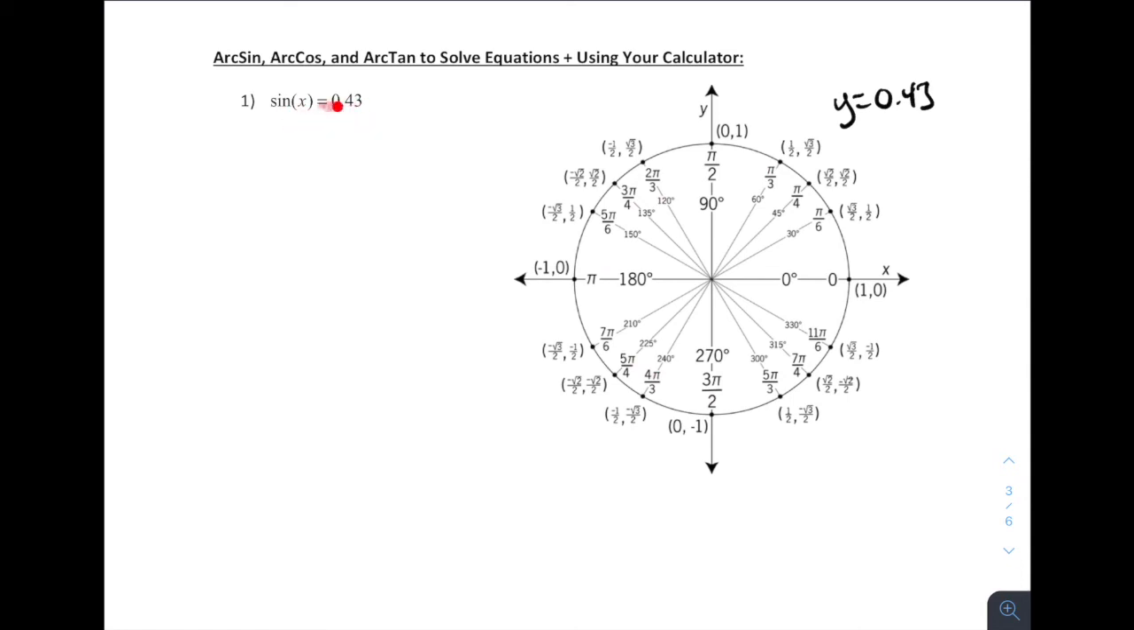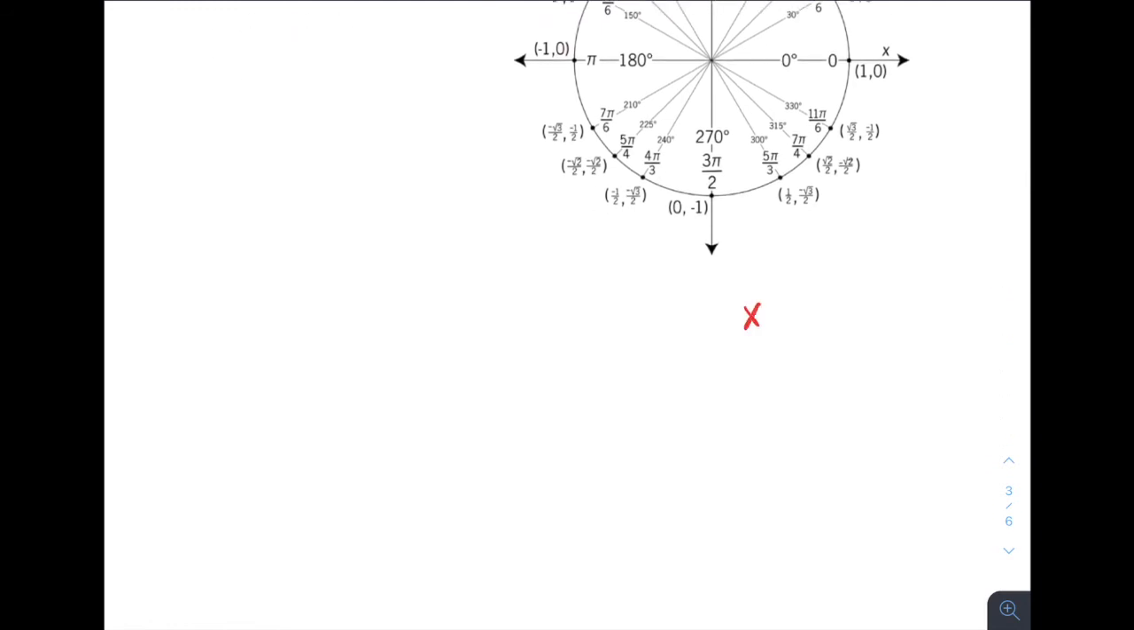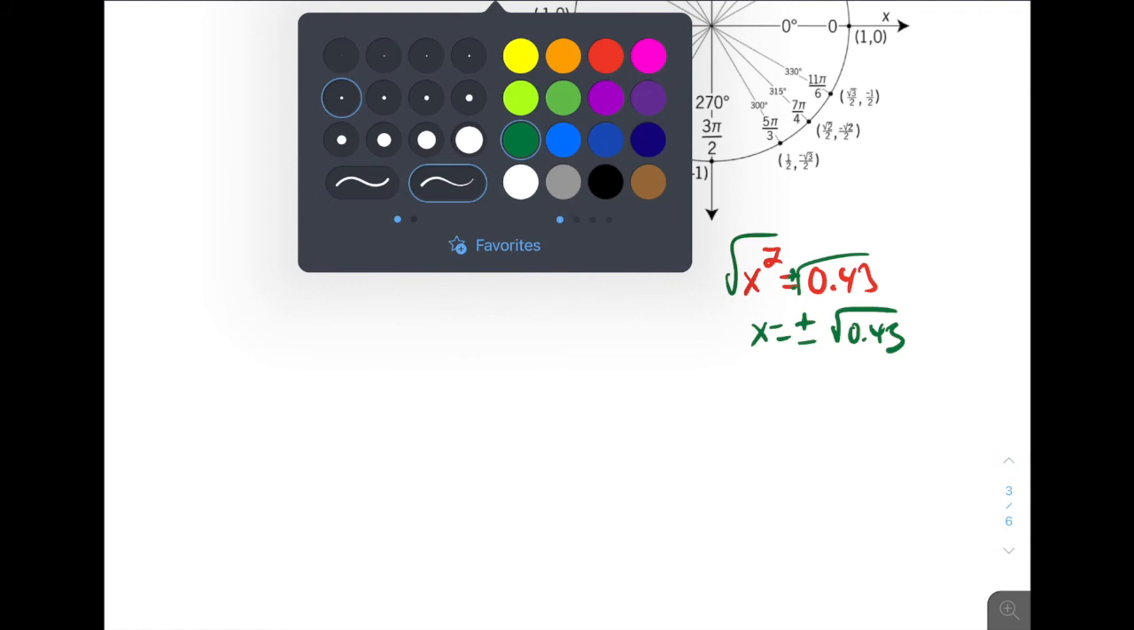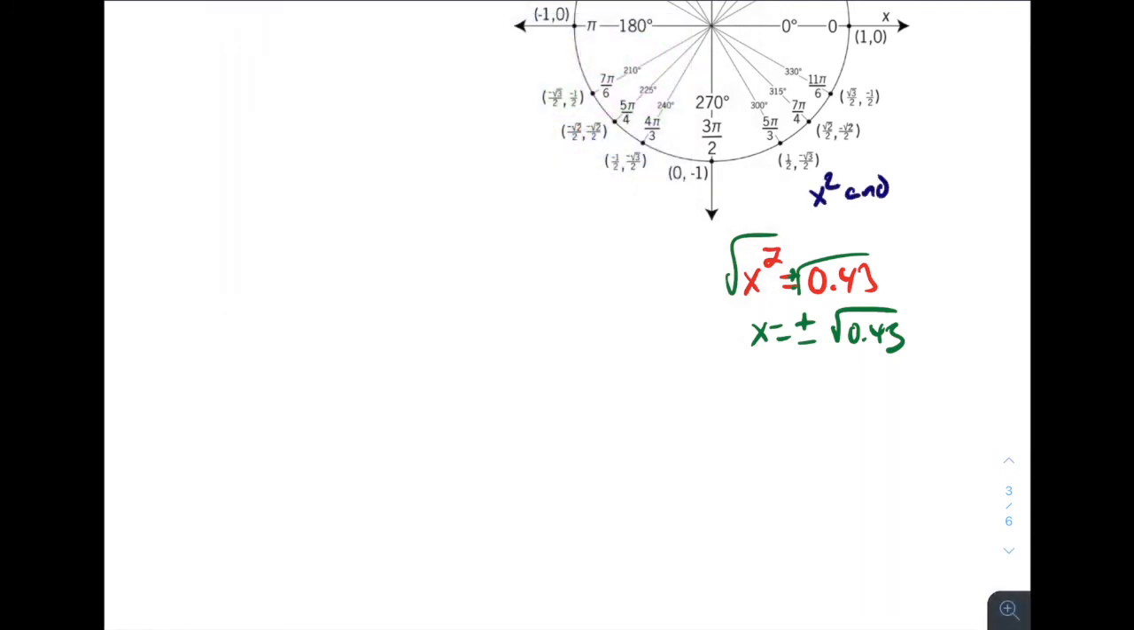So the question is, what do we do if we get something like this that's not on the unit circle? Let me step aside and do a little side work over here. If I gave you the equation x squared is equal to 0.43, and we wanted to solve for x, we know intuitively that we would take the square root of both sides, and we'd add the plus or minus. We'd say that x is equal to plus or minus the square root of 0.43, whatever that is. Why did we take a square root here? The reason is that x squared and the square root of x are inverse functions.